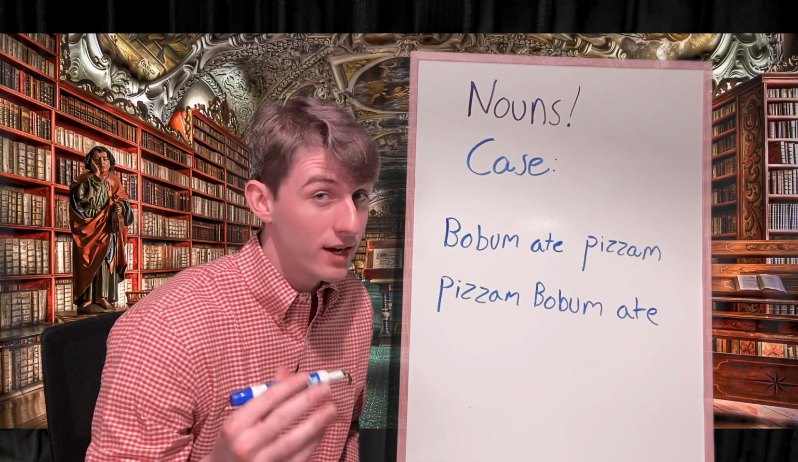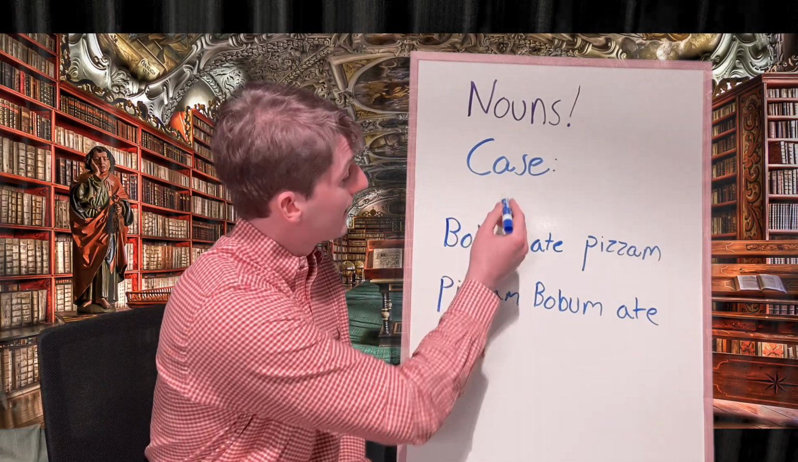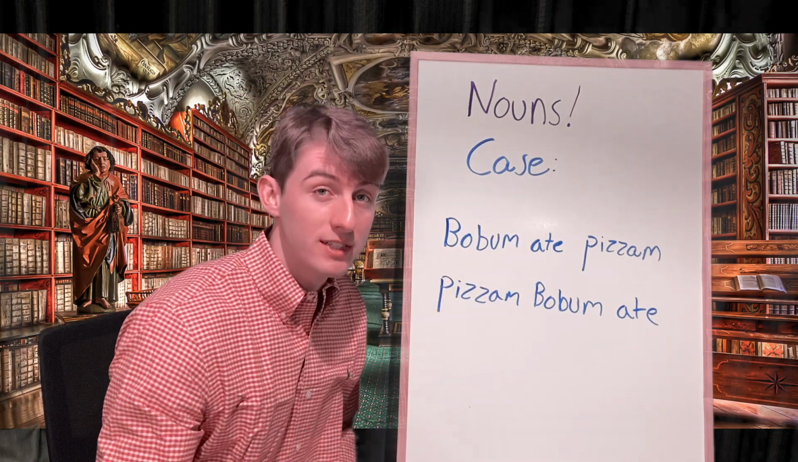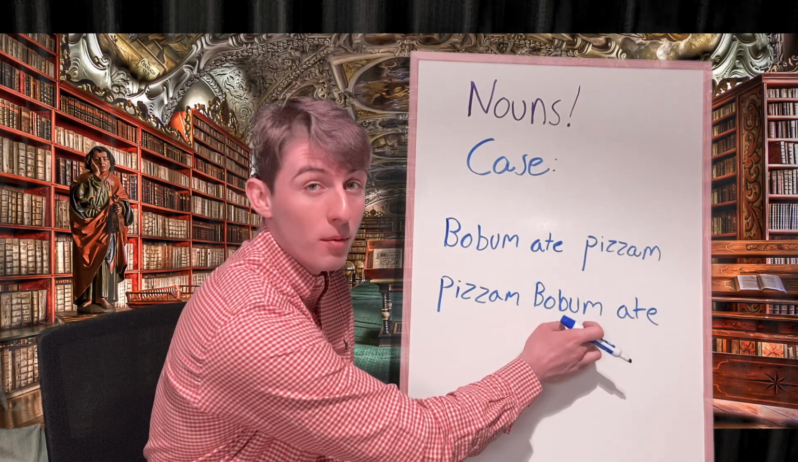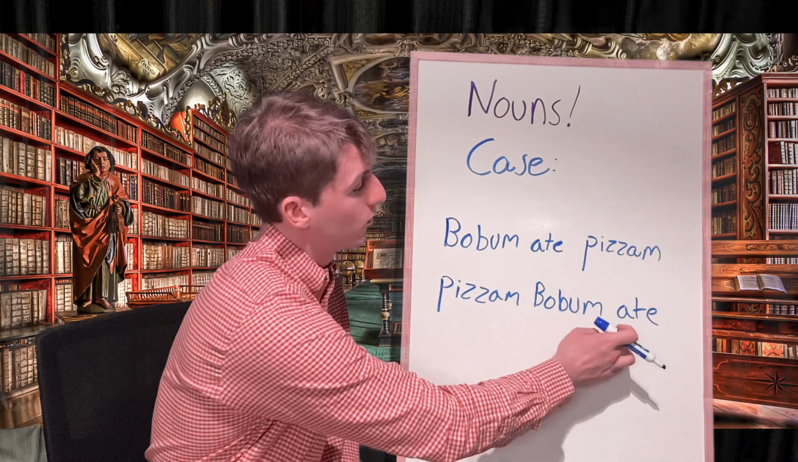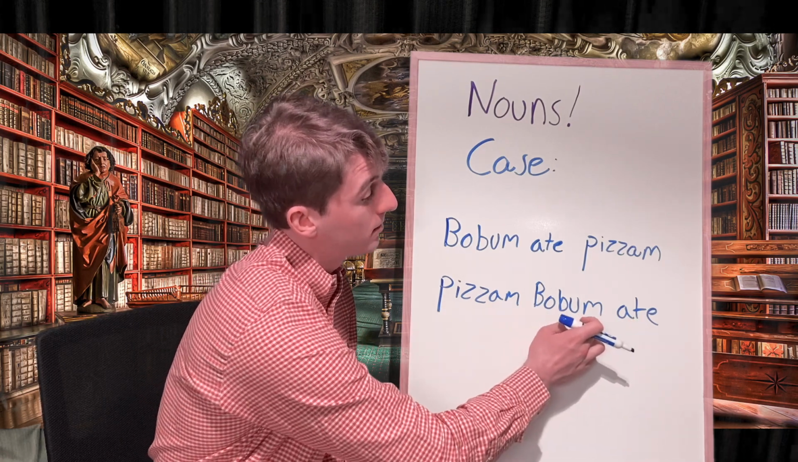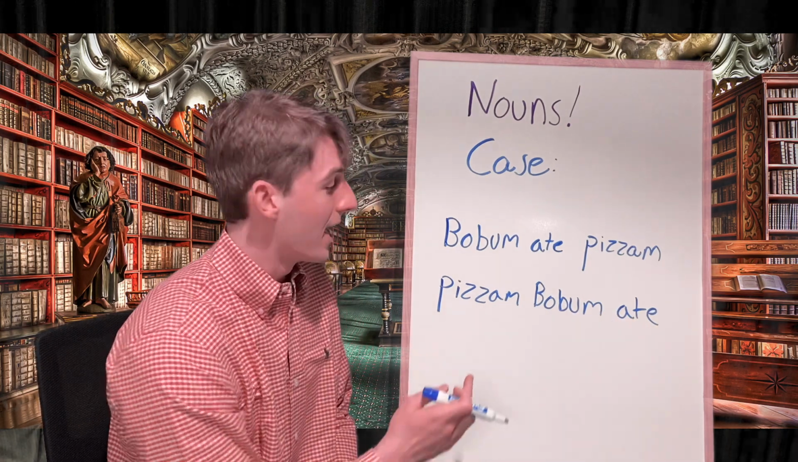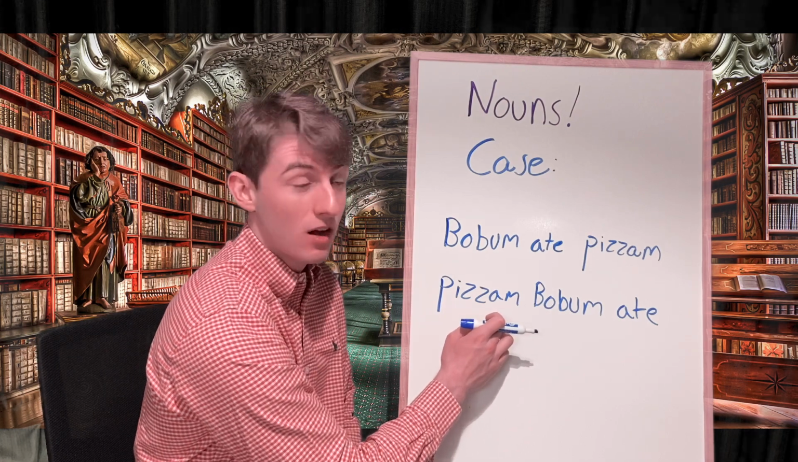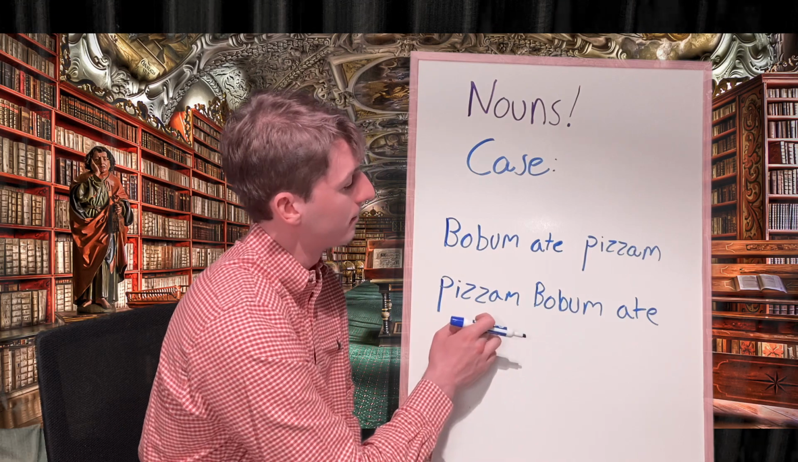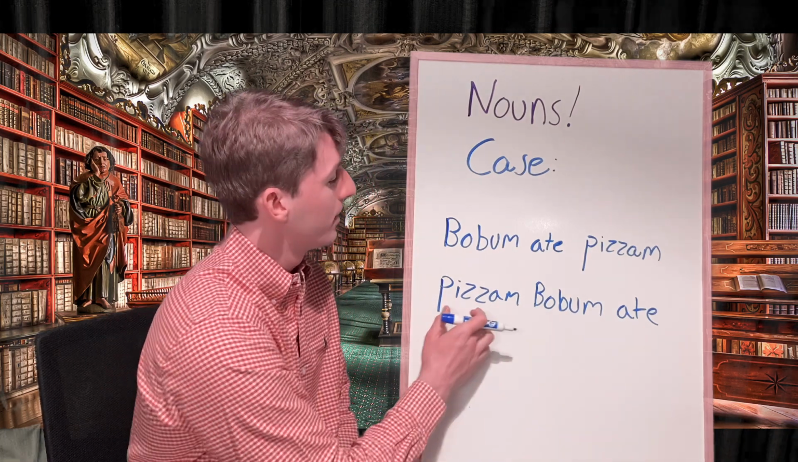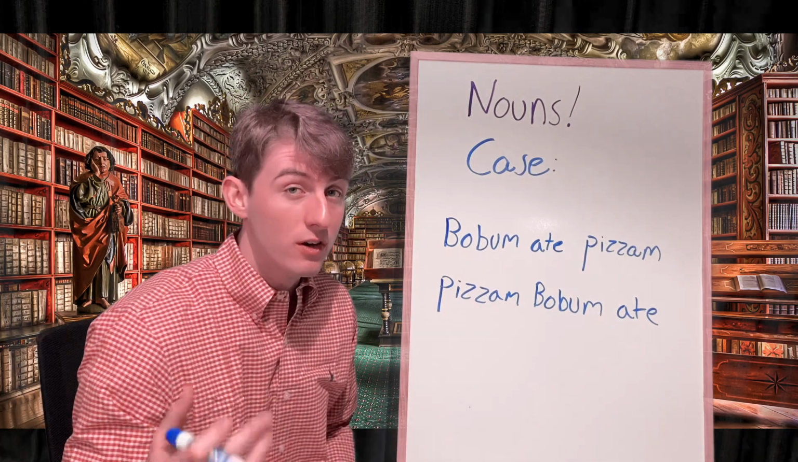So if we were to rearrange these words, because of their case endings, we would still understand the meaning of the sentence. So Babum, because of um, we know is the subject, and we know that this is the verb, so we know that Babum ate, and then because of the am on pizza, this case ending, we know that it's the direct object. So Babum ate pizzam. Even if it's read pizzam Babum ate, we're still going to know the meaning.